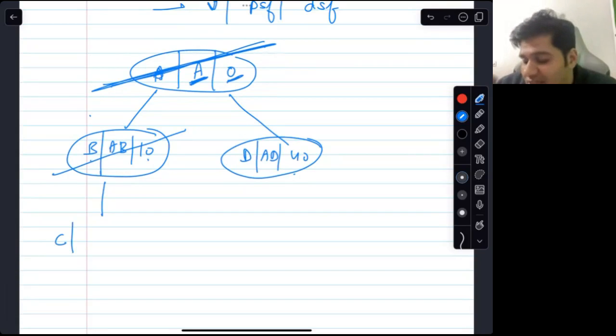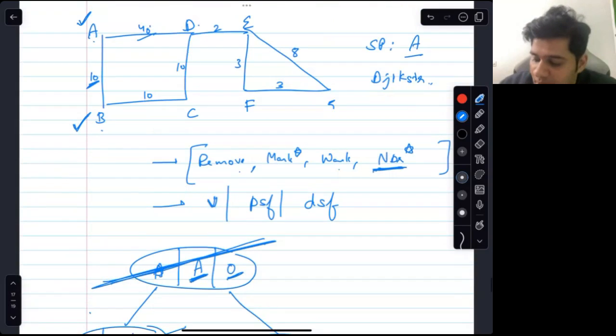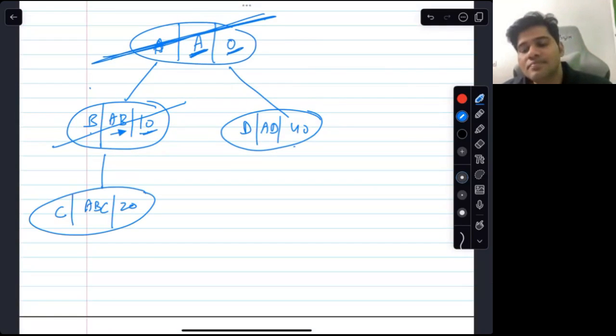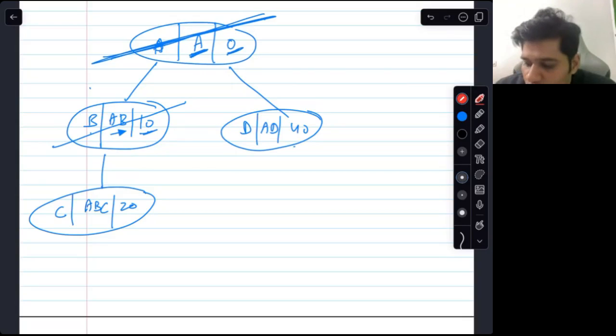And see the path now. AB plus C, ABC. Old 10 plus this 10, 20. ABC, 20. Now, in your tree, there are 2 alive nodes. And which node do we remove first? The one with the lower weight, lower distance. So, will D be removed or will C be removed?